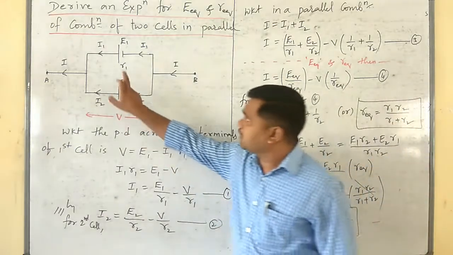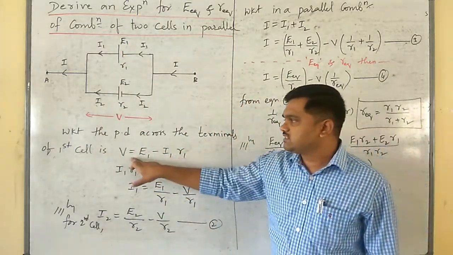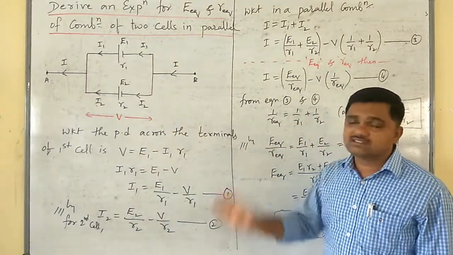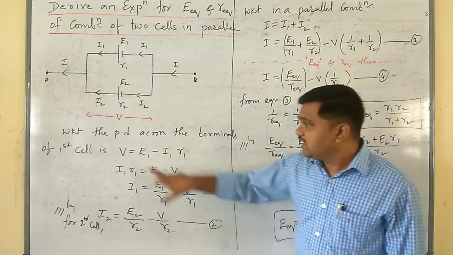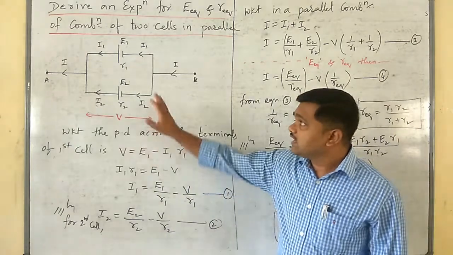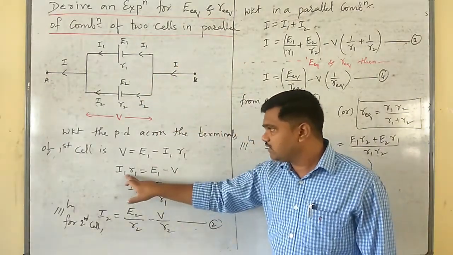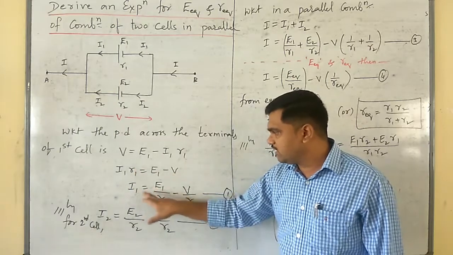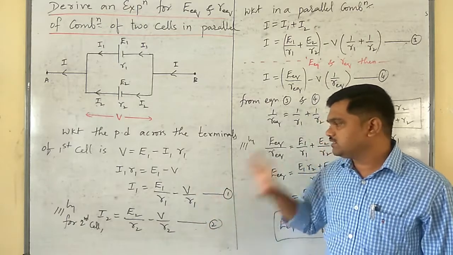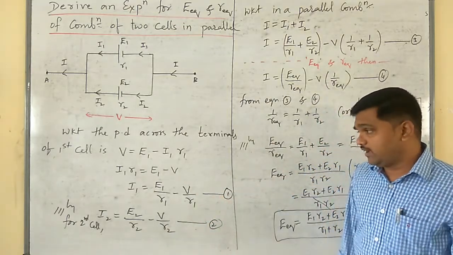Therefore, here the PD across the terminals of the first cell is V equal to E1 minus I1 R1. Since this is the condition of discharging, we can use the formula V is equal to E minus Ir. Next, here we want the expression for current. Hence, I1 will be altered like that, and finally it has got E1 divided by R1 minus V by R1. Call it equation number 1.